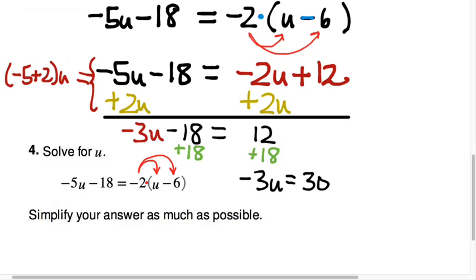And what's my last step? Divide by negative 3, there we go. And that's going to leave me with a u by itself, 30 divided by negative 3, negative 10.